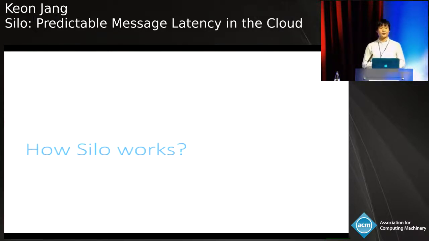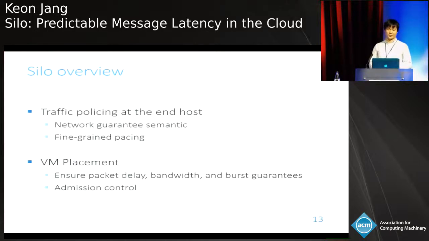So Silo relies on 2 key mechanisms to achieve predictable message latency. So first is the traffic policing at the end host, and we do not require any changes to the network. I'll explain the network abstraction we provide for the tenants and how we enforce it. And second is the placement to guarantee the network requirements for all tenants sharing the cluster. Placement also does the admission control, so it will reject requests if it violates the guarantee for any of the existing tenants.